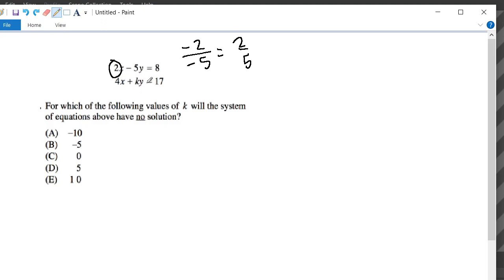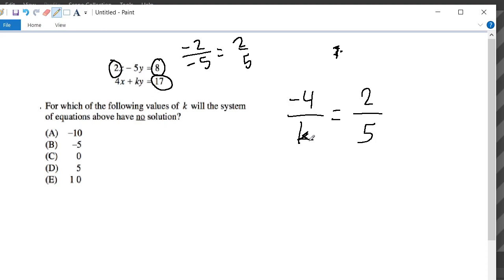So now what do we want? Well, let's find the slope of the second line. We know that the second line's slope has to be the opposite of the coefficient of x over the coefficient of y. So negative 4 over k. Now, what do we know? Well, we know that we want these two to have the same slope, but different y-intercepts. Because these numbers are different, they're going to have different y-intercepts. So all we need to do now is make sure they have the same slope. So we want this slope to equal the slope of our other line, which was 2/5.